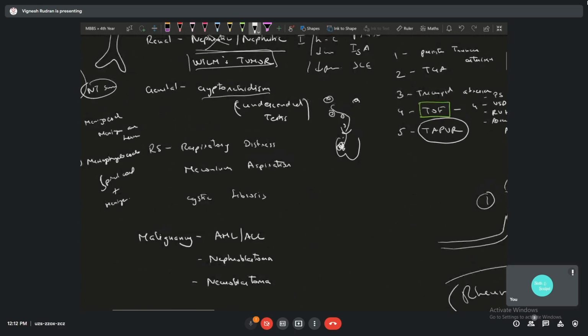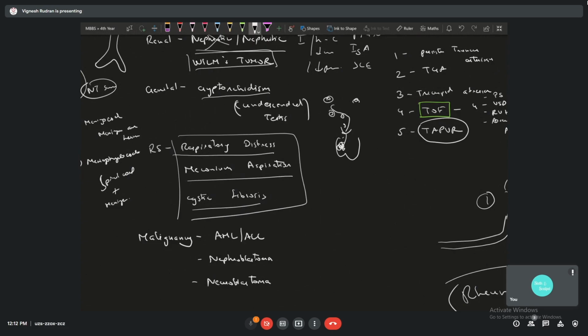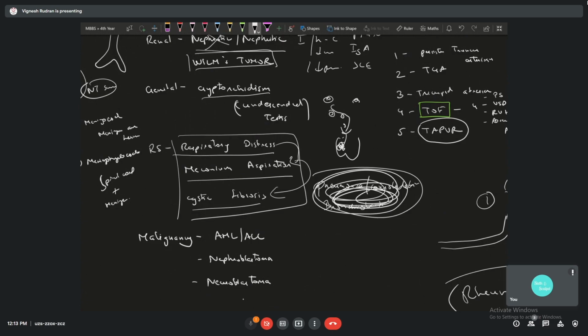And then your last important thing is your respiratory system. All of these will come in your newborn again: respiratory distress, meconium aspiration, cystic fibrosis. Other than that, you have your pneumonia or consolidation and bronchiolitis. These two you would have already read in medicine, so no need to go into these. Respiratory distress, meconium aspiration, and cystic fibrosis we'll talk about in detail. These two we'll talk about in newborn.